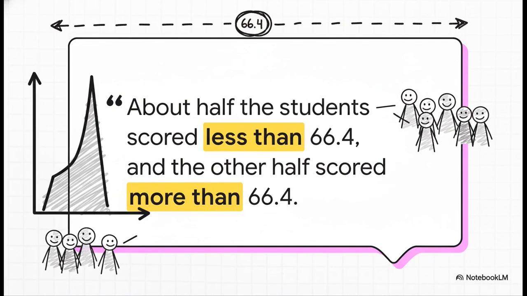But what does 66.4 actually mean? Well, this is the cool part. It means that in this class, about half the students scored less than 66.4, and the other half scored more than 66.4. We've found the exact middle point of the class's performance.